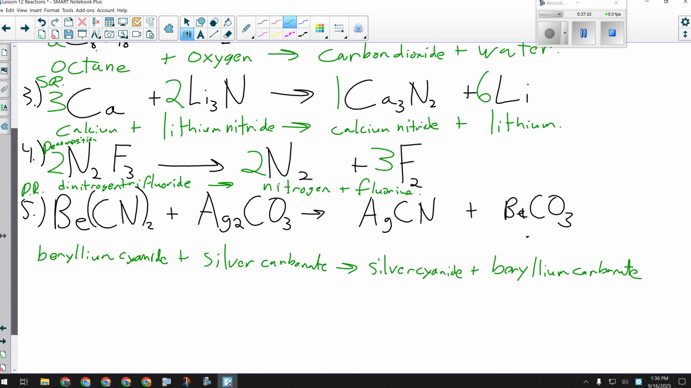Okay. Biggest number here? 2. Yeah. Okay, there's 2 cyanides and there's 2 silvers, and they both end up together on this side. So what needs to go in front of this? 2. Okay, do I need to do anything else? No, everything else is going to be a 1, right? There's 1 carbonate, 1 carbonate, 1 beryllium, 1 beryllium. Everything else is a 1.